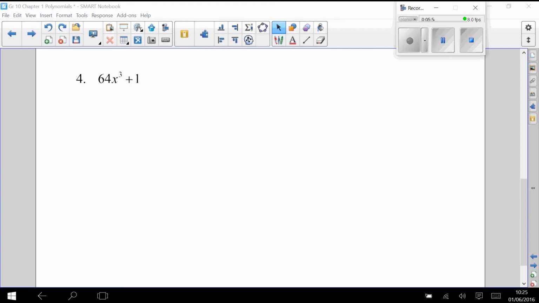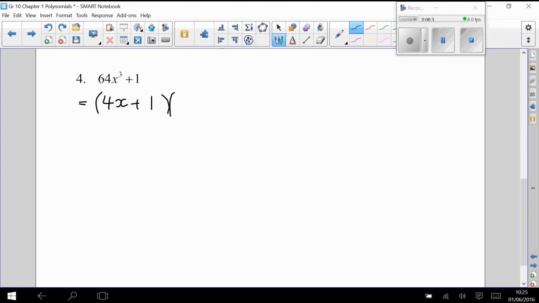Here is one more example. I have recognized that this is perfect cubes, and so I'm going to factorize using the sum of cubes. Get your first bracket from the original. The cubed root of 64 is going to be 4. The cubed root of x cubed is x. Keep the sign. The cubed root of 1 is 1, because 1 times 1 times 1 gives me 1.